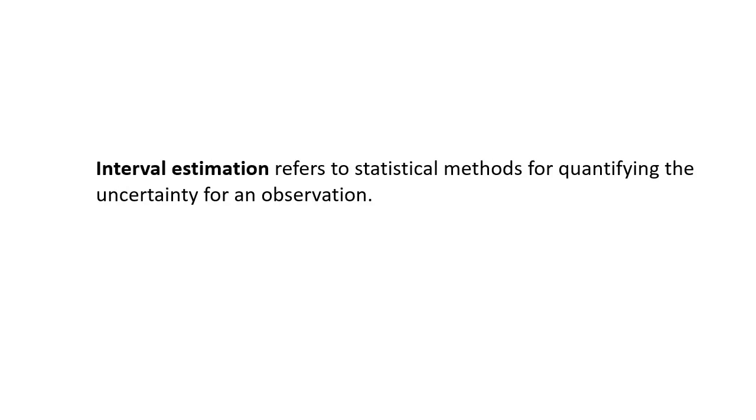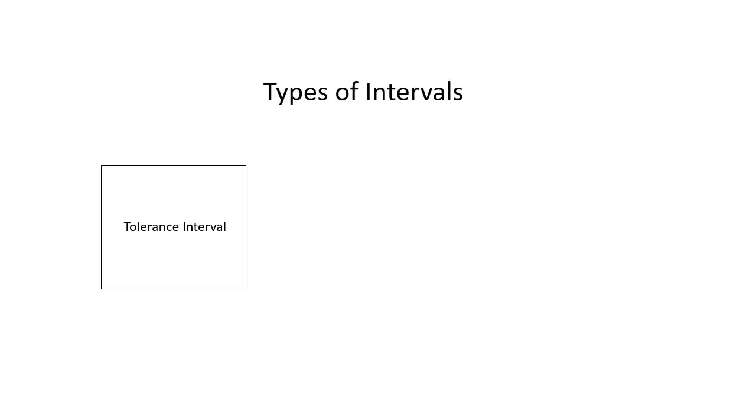Interval estimation refers to statistical methods for quantifying the uncertainty for an observation. Intervals transform a point estimate into a range that provides more information about the estimate, such as precision, making them easier to compare and interpret.